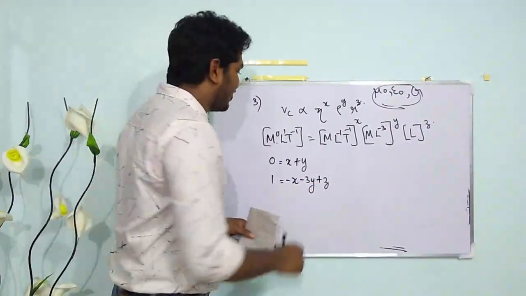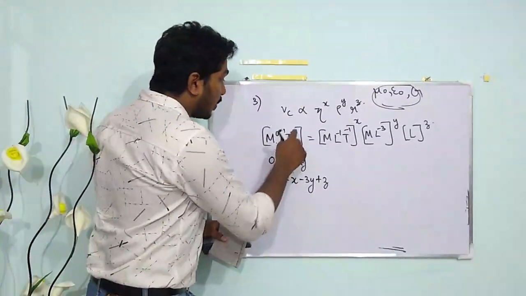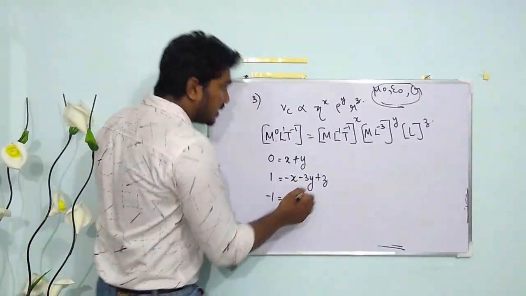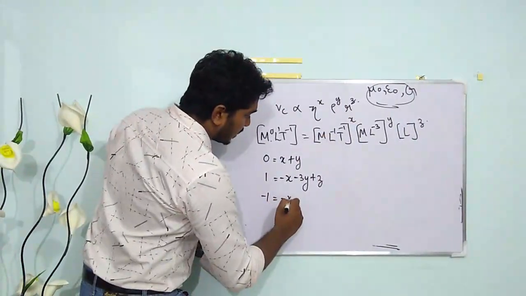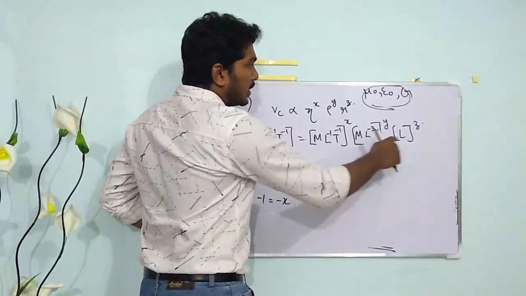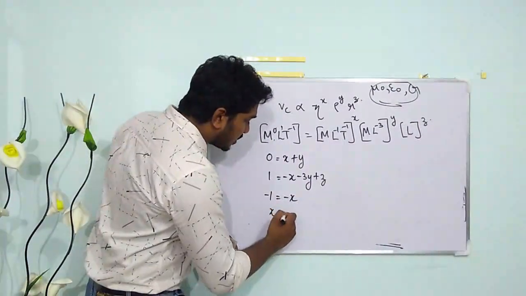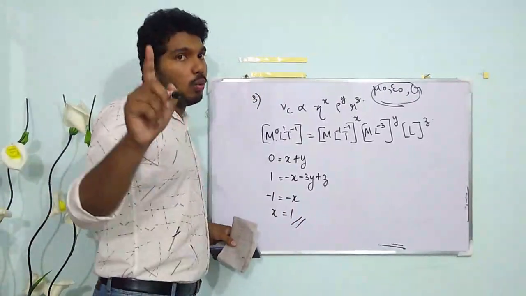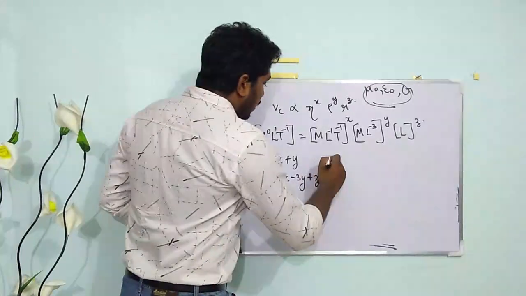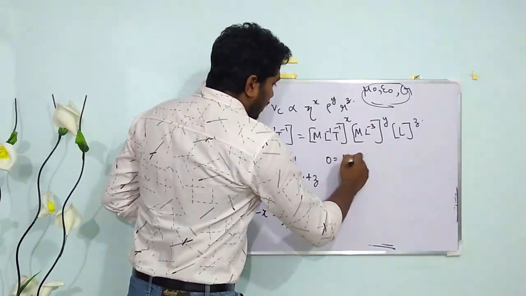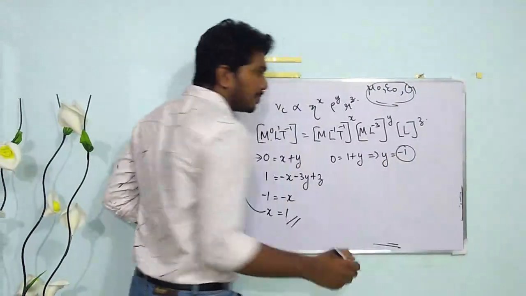Again, now one more equation. T raised to minus 1. In the LHS side, the power of t is minus 1. That's equal to the RHS, minus 1 into x, minus x. Here there is no t term. Here also there is no t term. So from here, what is the value of x? X is equal to 1. Substitute that 1 over here. So what do you get? 0 equal to 1 plus y, which implies y is equal to minus 1.